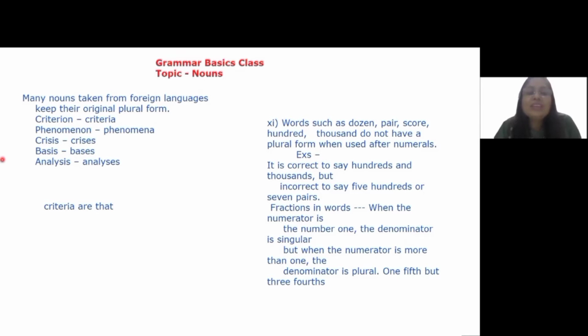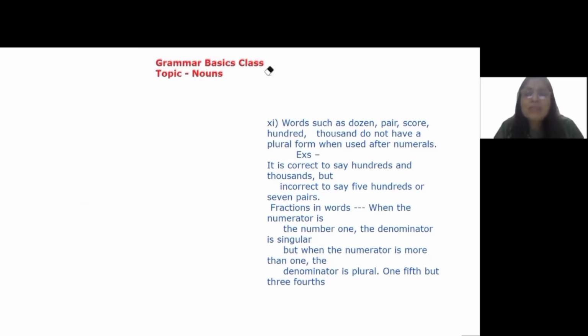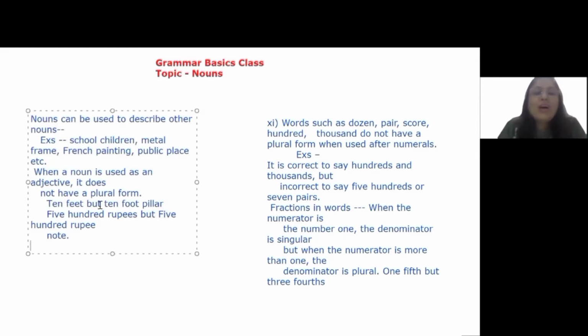All right, now I'm going to take up another usage, and I'm sure you'll find this to be very interesting. This is when one part of speech becomes another part of speech. And why does that happen? It happens because of its usage. So, nouns can be used to describe other nouns. Now, look at this word school. This is a noun.